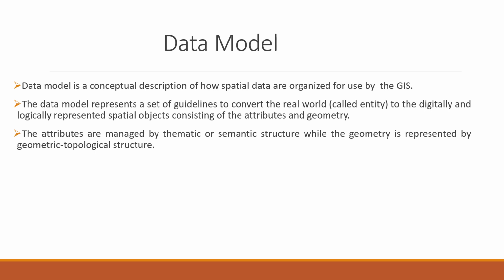When we bring that entity into the digital environment, it is represented using two main components, geometry and attributes. The geometry defines the shape and location of the feature, whether it is a point, line, or polygon. The attributes describe the characteristics of that feature, like name, type, area, or population.